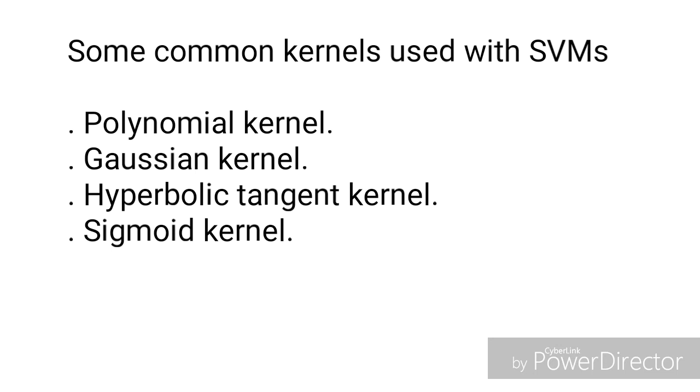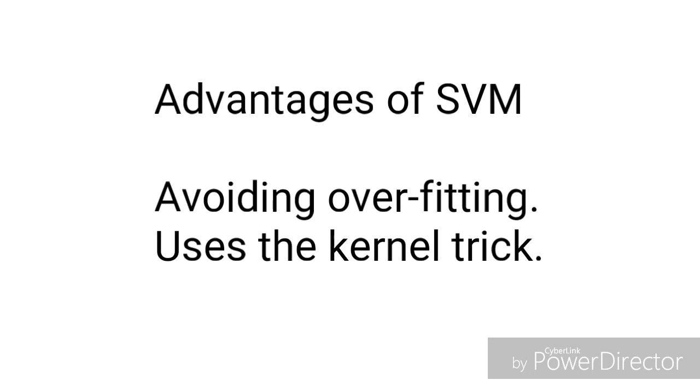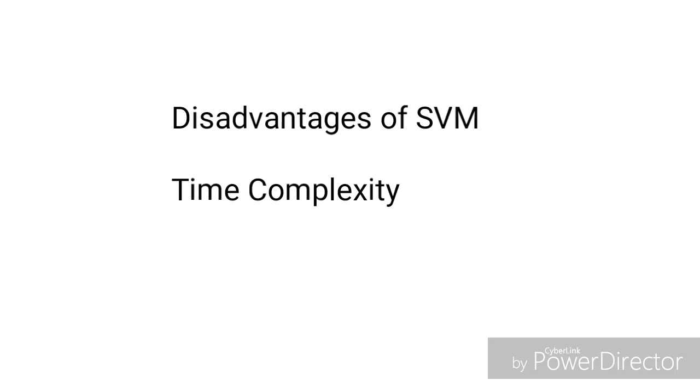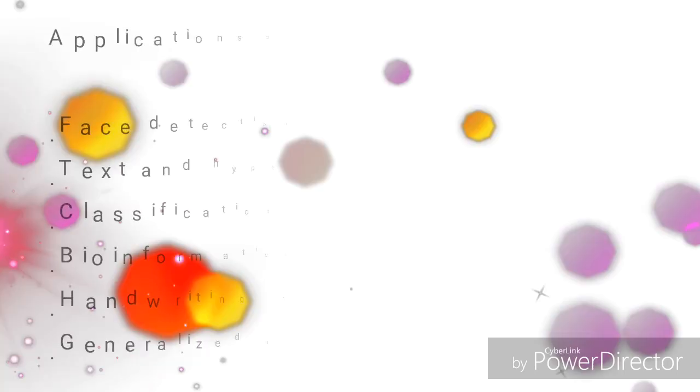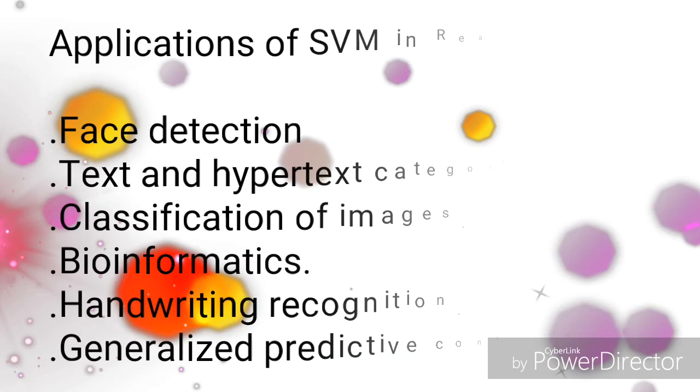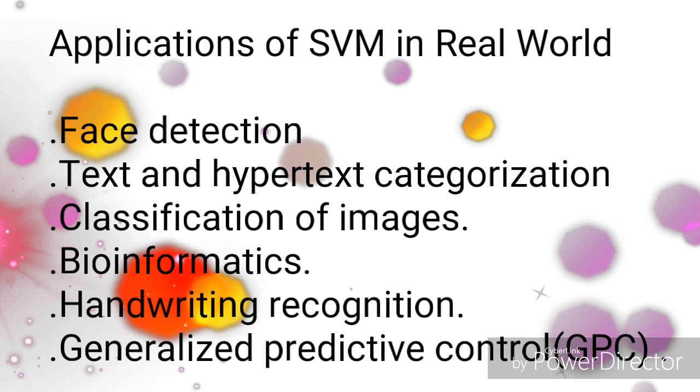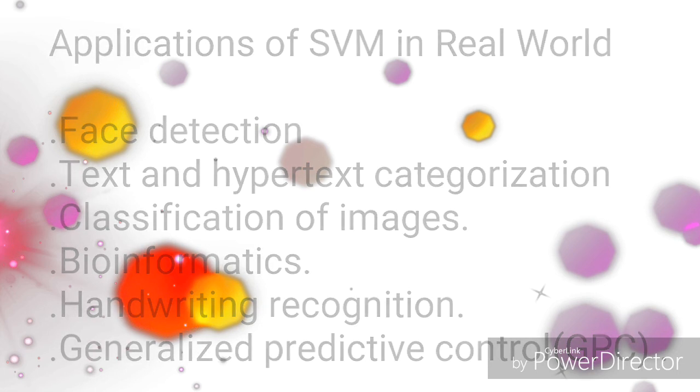Now the important advantages of support vector machines are that it avoids overfitting and uses the kernel trick. The disadvantage is time complexity, which is high in this case. It takes a lot of time to train the algorithm. Now the important applications of support vector machines are face detection and the classification of images. There are many more applications. So this is all, at a very basic level, about support vector machines.